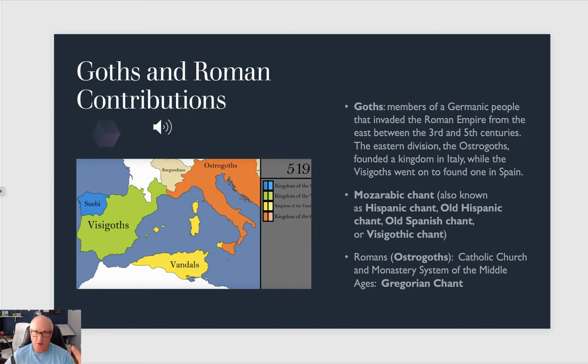Now, the only reason we bring this up is these two contributions. The Goths, the northern tribes in Europe, related to Celts and others, created something called the Mozarabic chant, also known as Hispanic chant, Old Hispanic chant, Old Spanish chant, or Visigothic chant. And then the Romans, the Ostrogoths, with the influence from the East and from the Roman tradition, the Catholic Church and the monastery system of the Middle Ages, created the Gregorian chant that we just listened to.